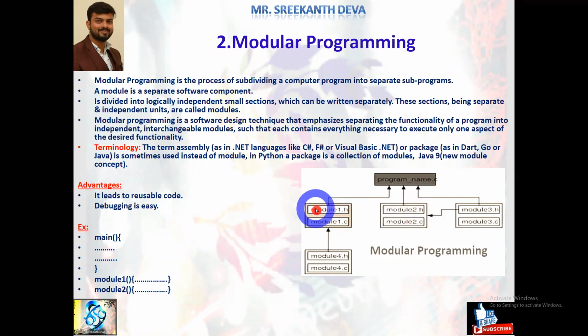So the dependency is going to be divided, and each module is what? A separate software component, divided into logical, independent small sections which can be written separately. These sections, being separate and independent units, are called modules. They are clearly separated: module 1, module 2, module 3, module 4, like that. There are no interdependencies. Whenever we require a particular module, we can use it in the particular program.